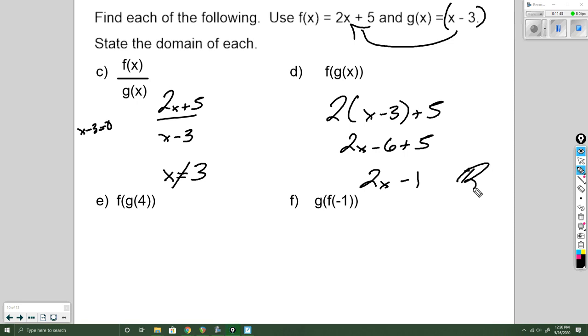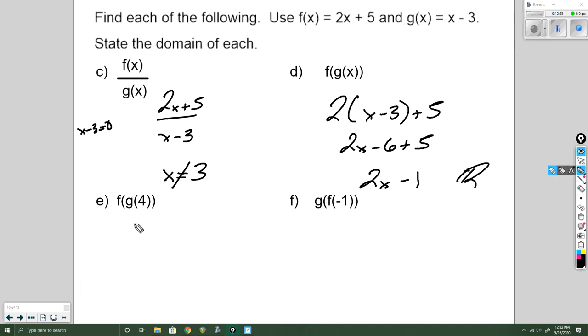As long as we don't have a variable in the denominator, the domain for these is going to be all real numbers. All right, now we want to evaluate. So in part E, we have f of g of 4, so we're going to plug 4 into function g first. Let me erase this overhead.